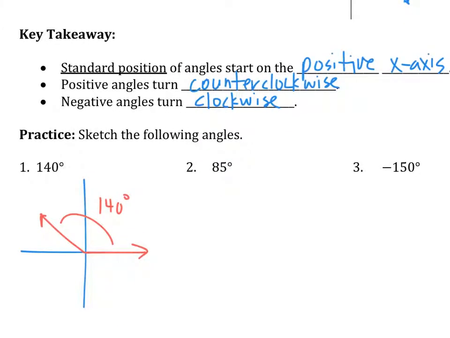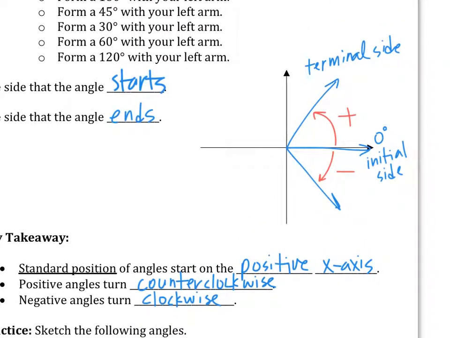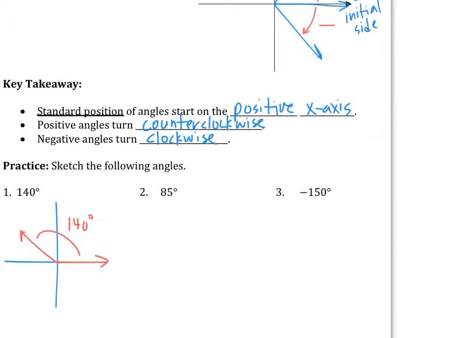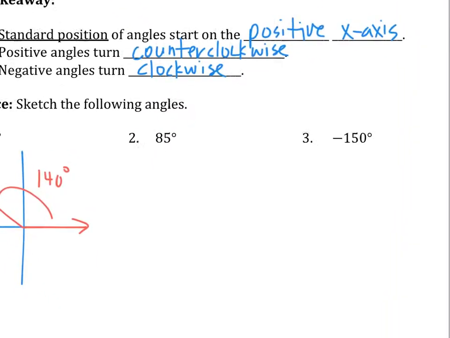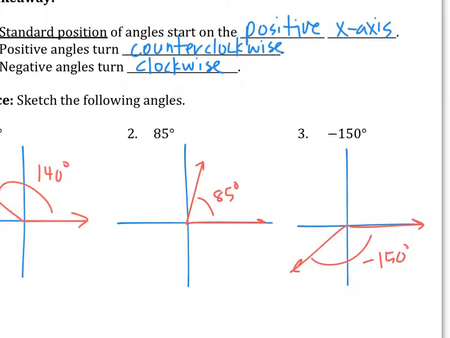All right, let's have you practice number 2 and 3. All right, so let's finish. 85 is a positive angle, so we go this way, and it's not past 90 degrees, so right here. And then negative 150 starts on the 0 and goes this way. All right, next.